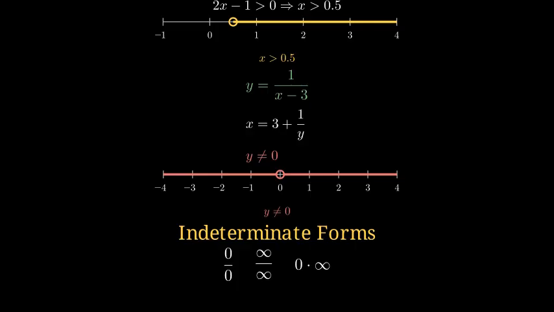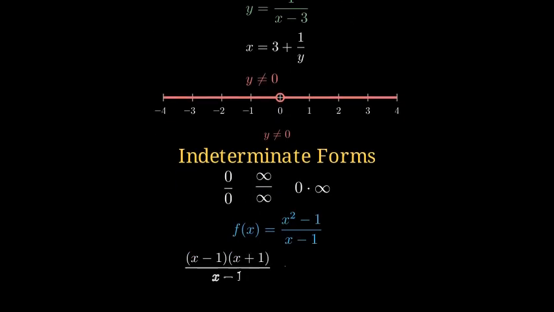Here is a classic example. Consider f of x equals (x squared minus 1) over (x minus 1). If we plug in x equals 1, we get 0 over 0, which is indeterminate, but we can simplify. The numerator factors into (x minus 1) times (x plus 1), so the function simplifies to x plus 1, but only for x not equal to 1.